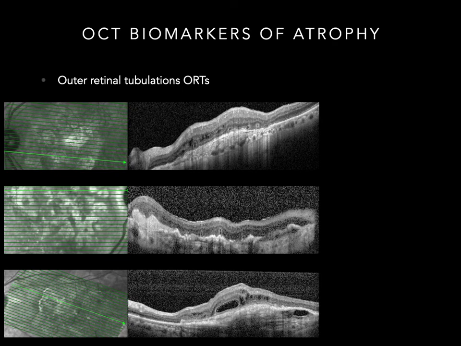Outer retinal tubulations are a thick hyperreflective band surrounding a branching hyporeflective cavity, all within the outer nuclear layer. They can be rounded, oval, or oblong in shape. They contain degenerated photoreceptors and enveloping Mueller cells.